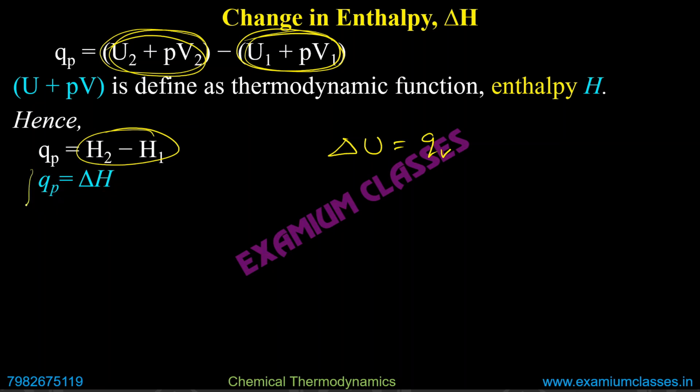So two important concepts you need to remember. It will help you to solve numericals. Delta U is heat transfer when volume is constant. Delta H is heat transferred when pressure is constant.